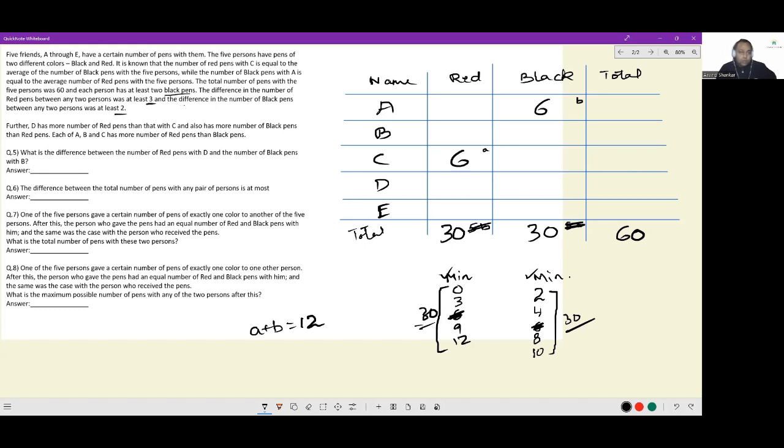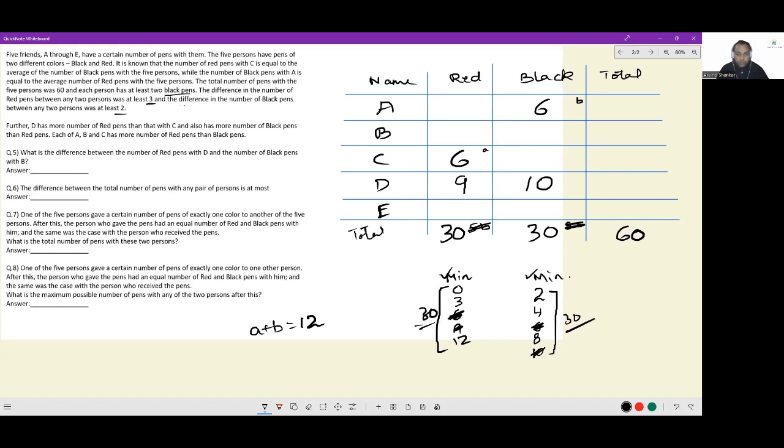Further, D has more number of red pens than that with C. So D has either 9 or 12, and also has more number of black pens than red pens. So D has either 9 red pens or 12 red pens. But if he has 12 red pens, he cannot have more black pens than red pens. So the only possibility is he has 9 red pens and 10 black pens. This is the only possibility. So 9 is allocated and 10 is allocated.